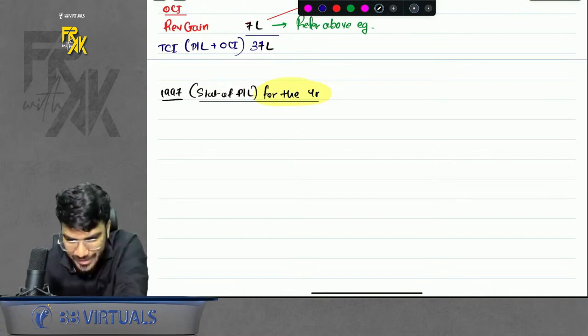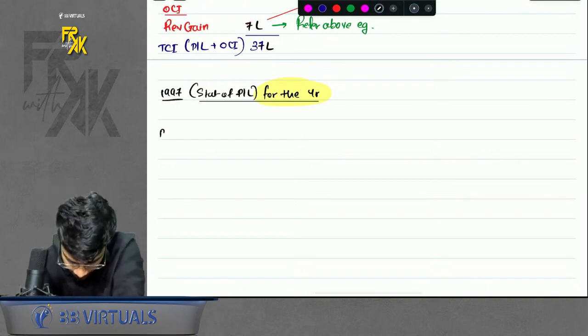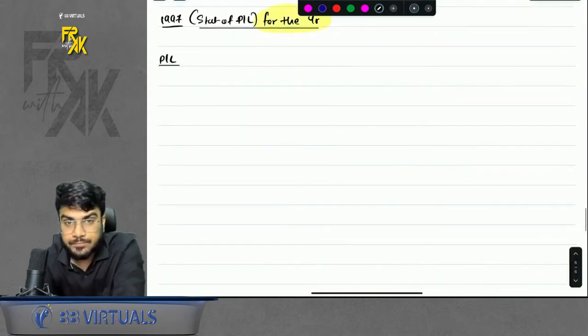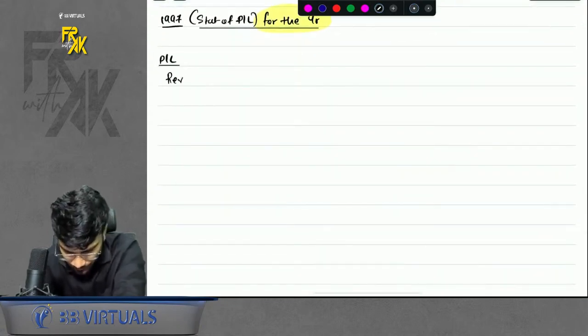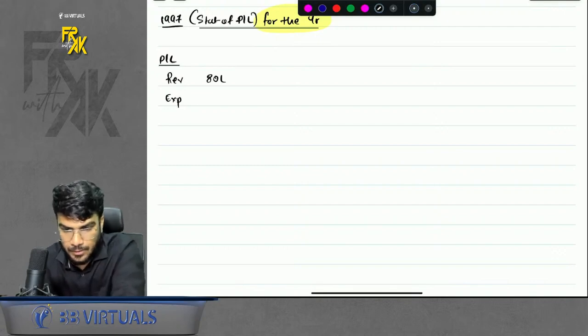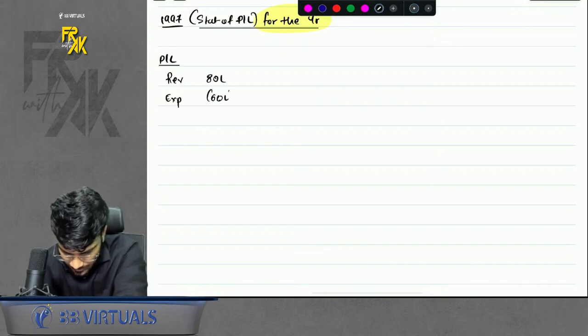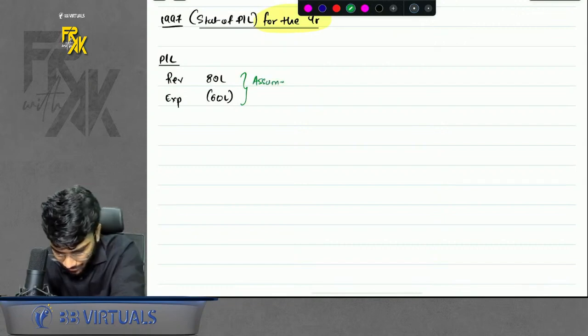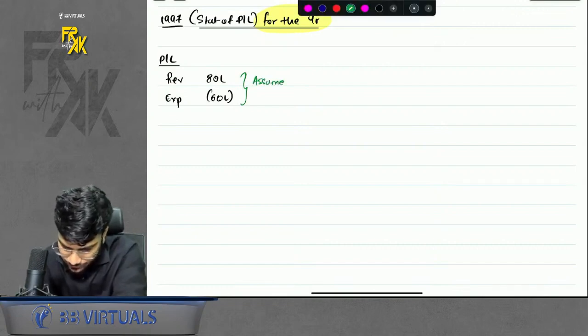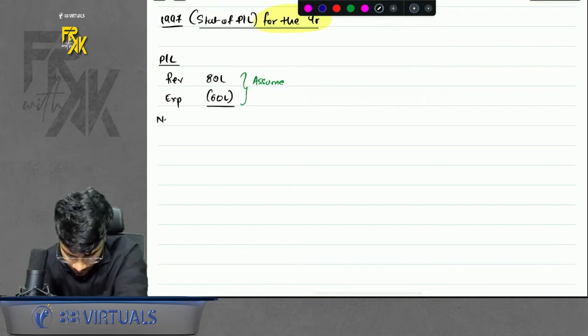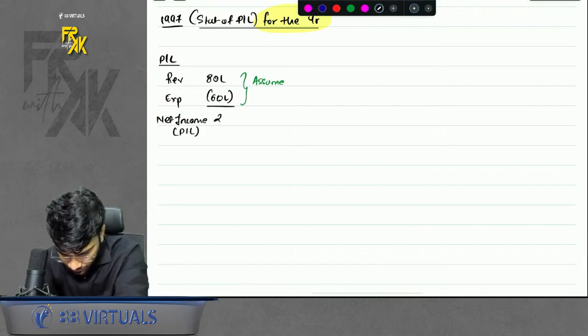So let's say we come to the year 1997. We have a profit and loss statement. We have certain revenues. We are assuming the figures. We have a revenue of, let's say, 80 lakhs. We will have expense of 60 lakhs. We are assuming these figures. So in that case, you have a net profit, net income in profit and loss of 20 lakhs.